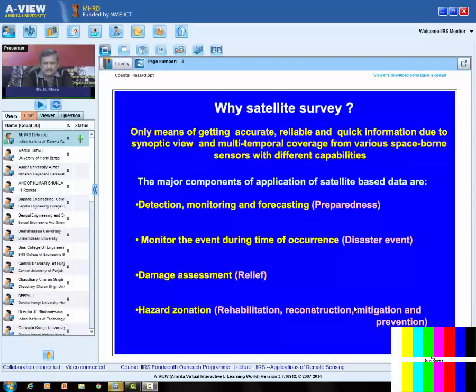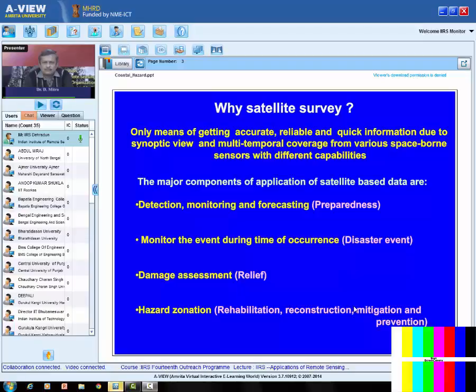That means the same area can be observed from optical data, from the active sensor or microwave data, from other kinds of data, or you can go for an aerial platform also. So you can get various sources of information of the same area from different kinds of sensors, whether space-bound or airborne. And they may have different spectral resolution, different kinds of spatial resolution. That is one of the most important parts of satellite survey.